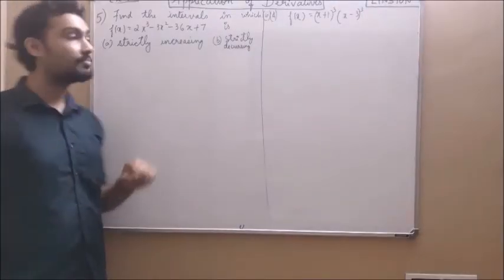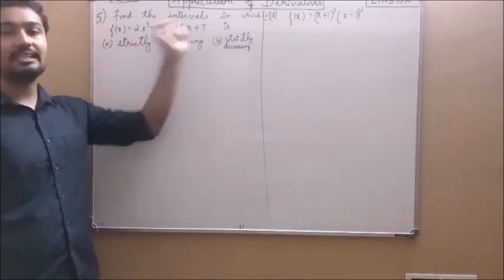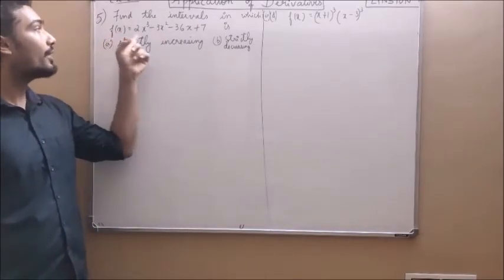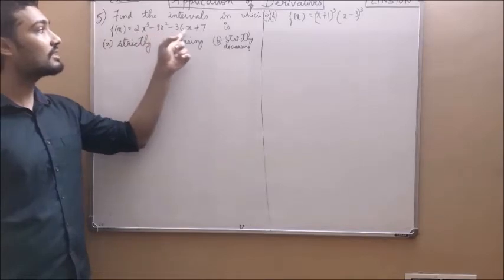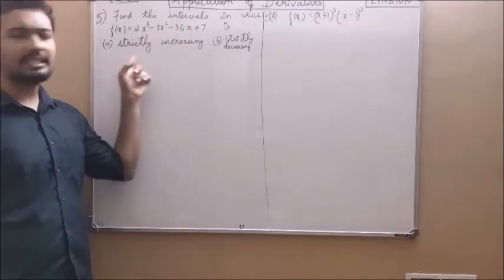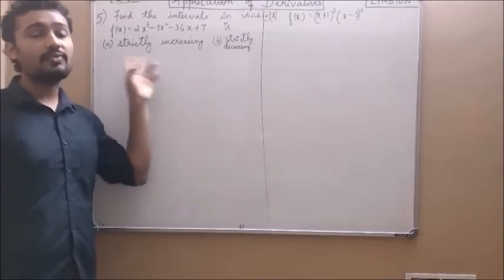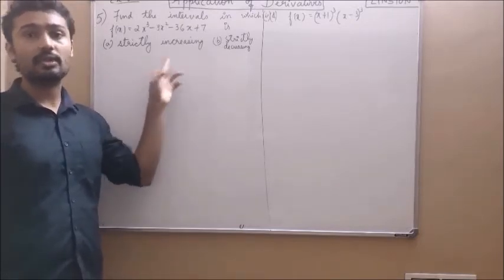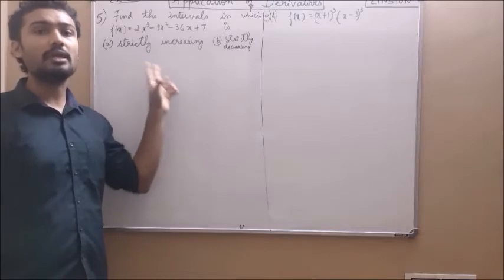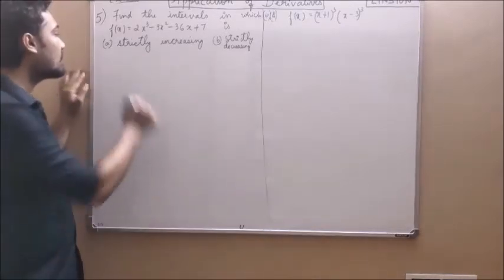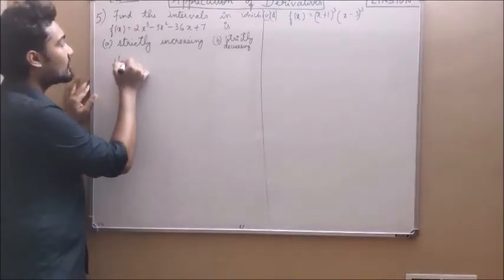Exercise 6.2, fifth question. Find the intervals in which the function 2x cube minus 3x square minus 36x plus 7 is strictly increasing and strictly decreasing. So I told you we have to find the intervals in which it is strictly increasing or decreasing, so we have to go for critical points. First find the derivative f dash of x.